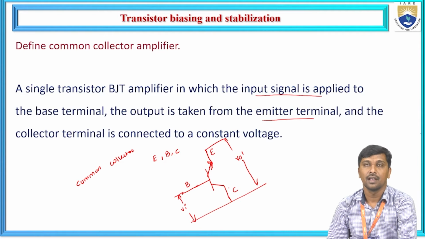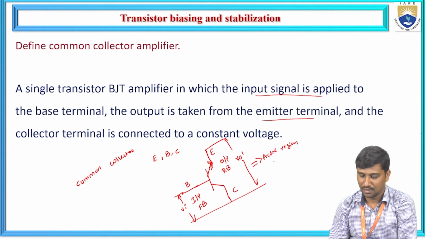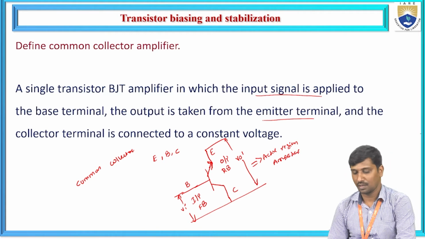From that, you should remember that always your input junction should be in forward bias mode, and the output junction should be in reverse bias mode. Then only the transistor enters into the active region. Then we can say that particular transistor acts as an amplifier.